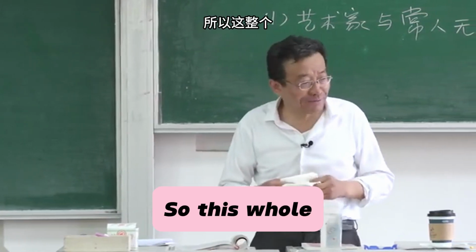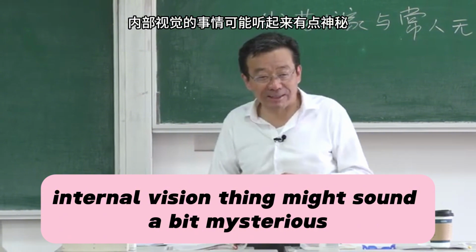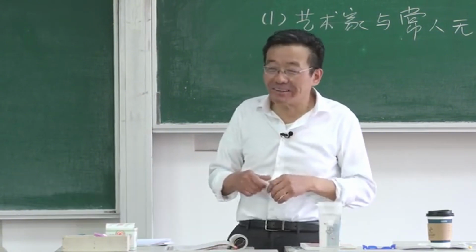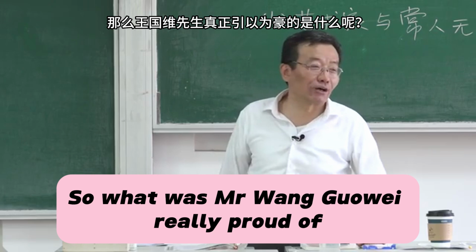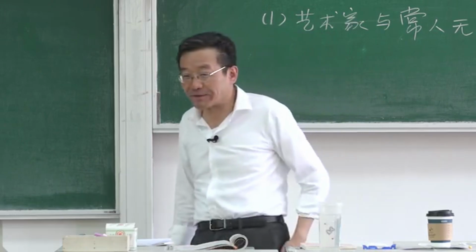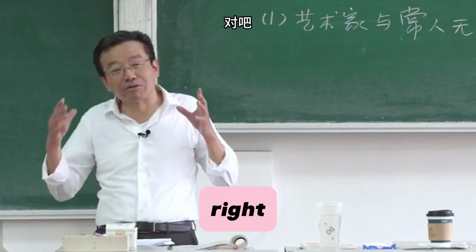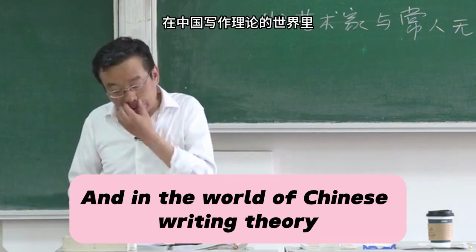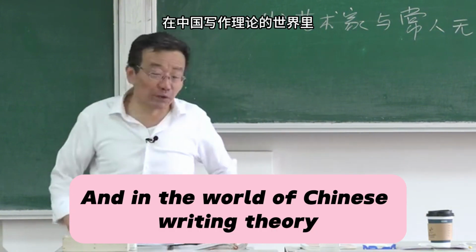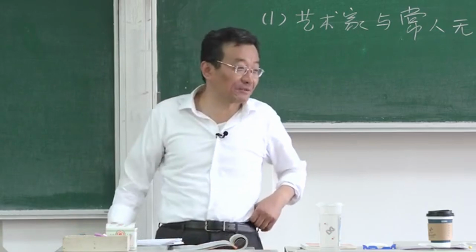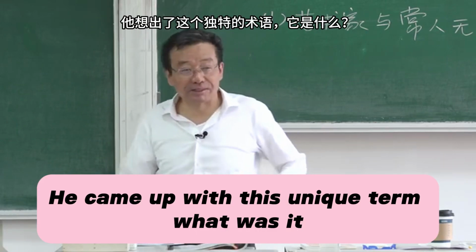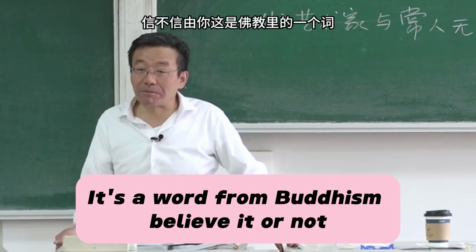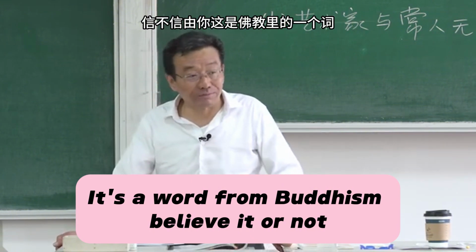So, this whole internal vision thing might sound a bit mysterious, but it's really not that mysterious. So, what was Mr. Wang Guowei really proud of? You know what he wrote, right? Discussions on the use of words. And in the world of Chinese writing theory, what was the breakthrough? He came up with this unique term. What was it? Realm. It's a word from Buddhism, believe it or not.